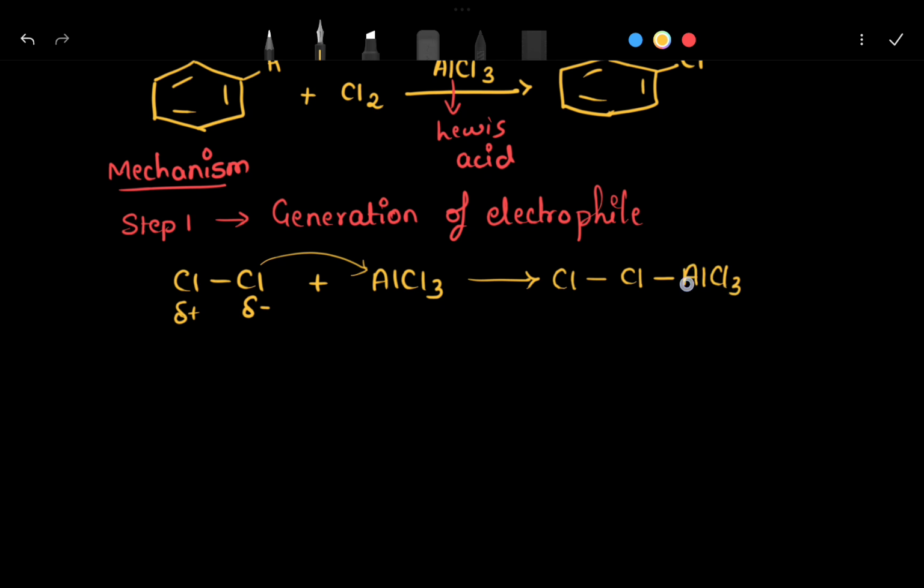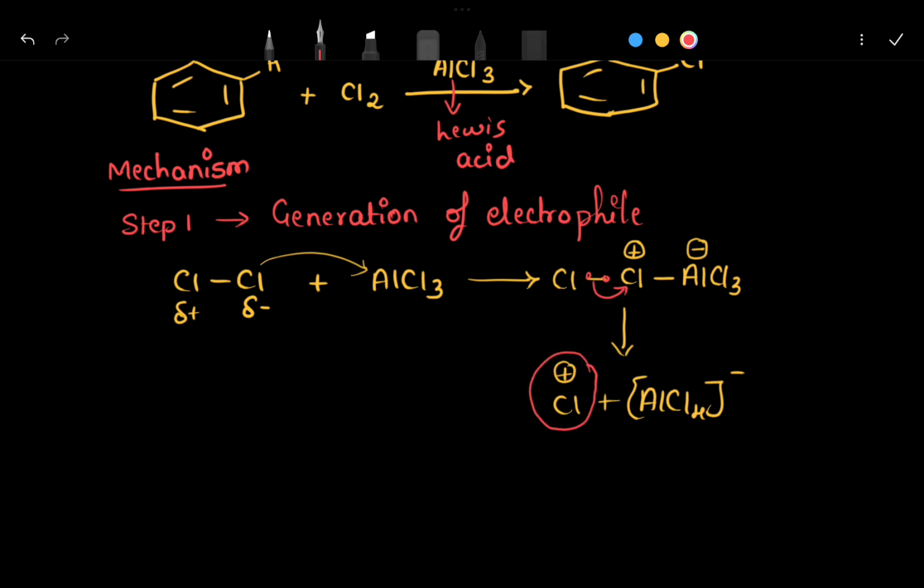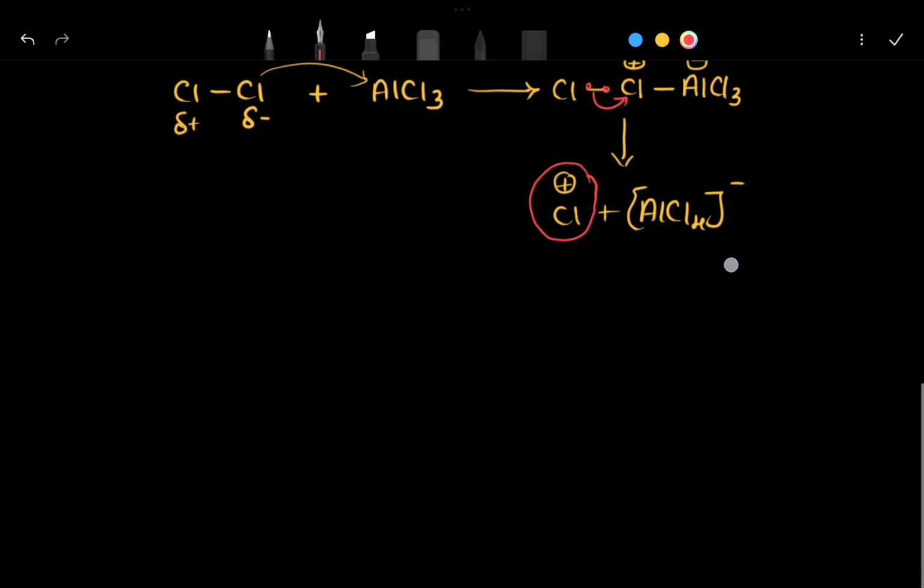Now since aluminum has gained electrons, it has a negative charge, and chlorine will have a positive charge. Now next what will happen, this bond will break and both these electrons will shift onto chlorine. So we'll be getting chlorine, since this has lost this electron, it will have a positive charge, plus AlCl4 minus. So this is the first step where the electrophile will be generated, and in this case the electrophile is Cl plus. Alright, so this is the first step.